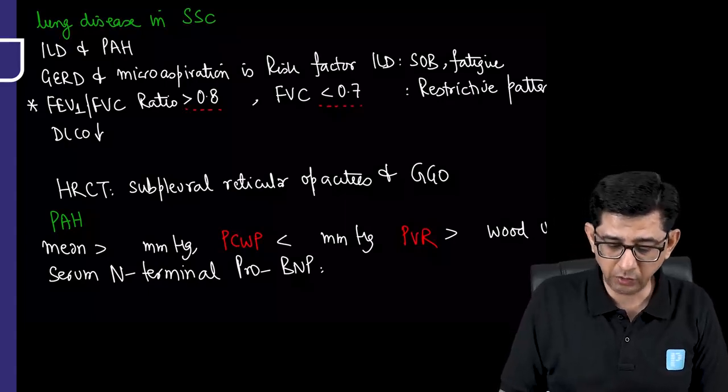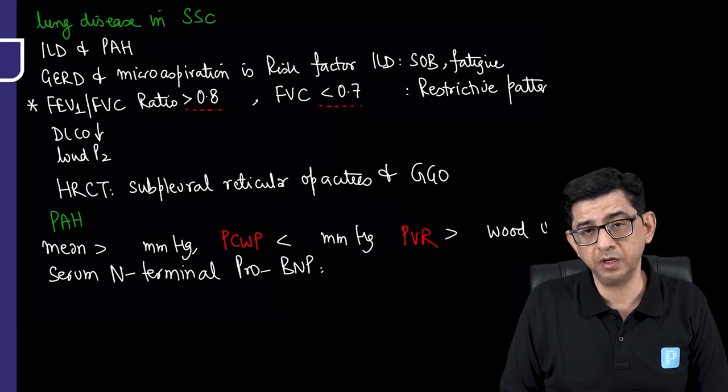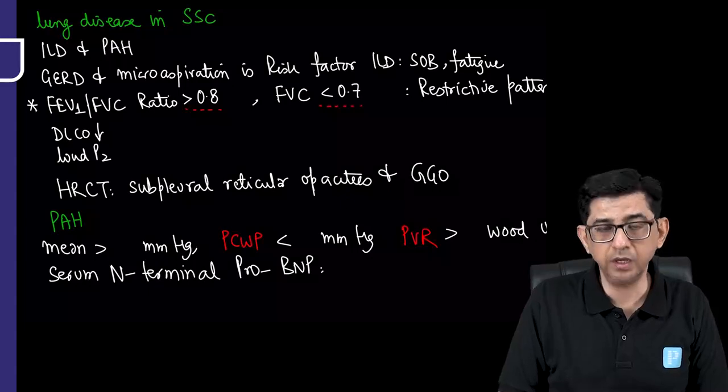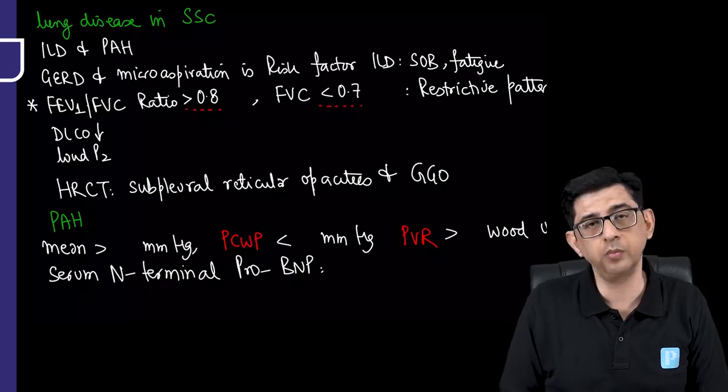Apart from this, as I already explained, if there is pulmonary artery hypertension, there would be a loud P2, there could be functional murmurs that are developing, a parasternal heave would be present, and we can demonstrate ILD in real time by doing a high resolution CT scan that will show subpleural reticular opacities.